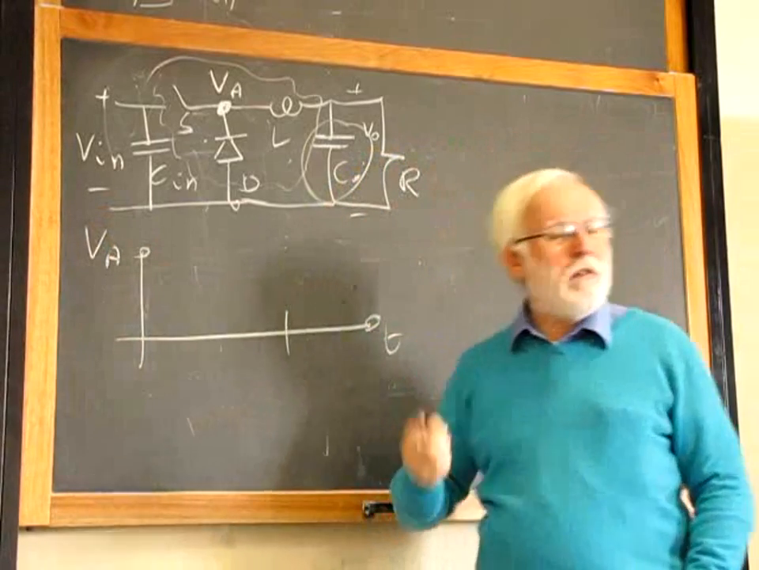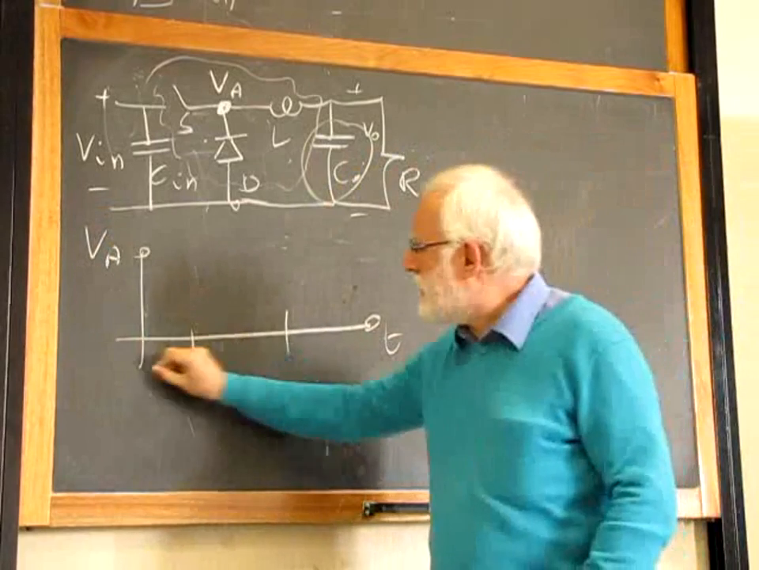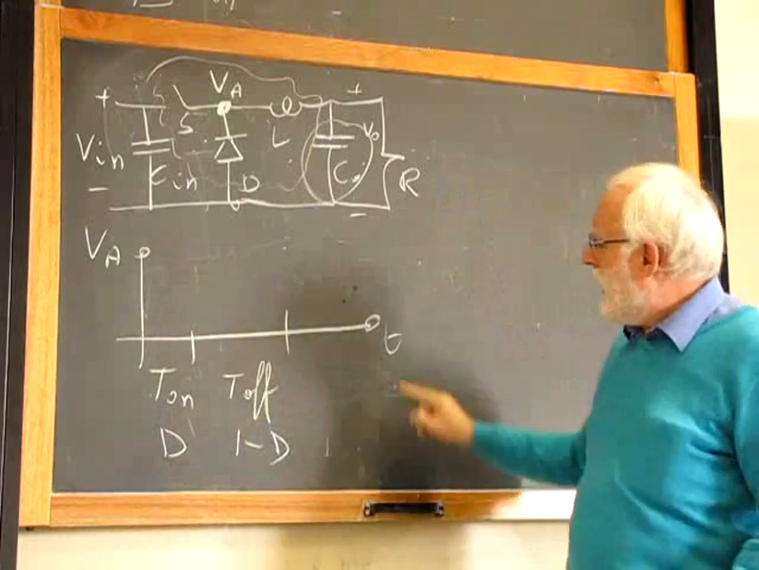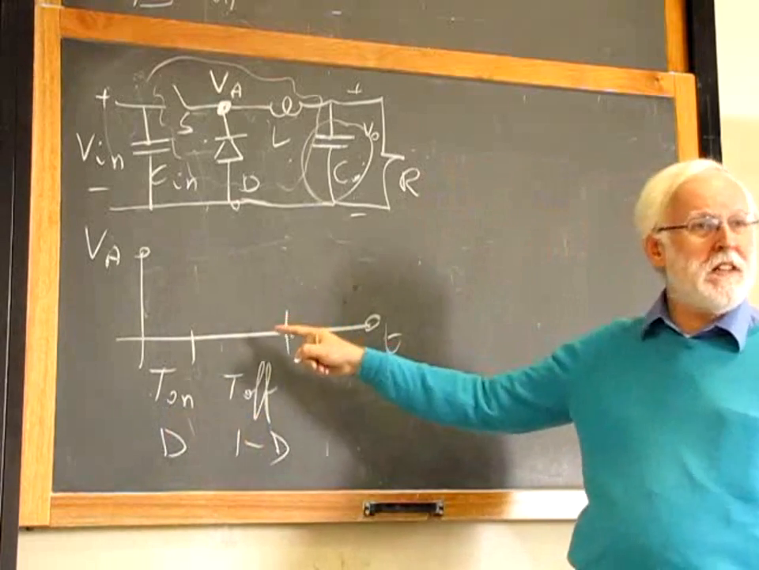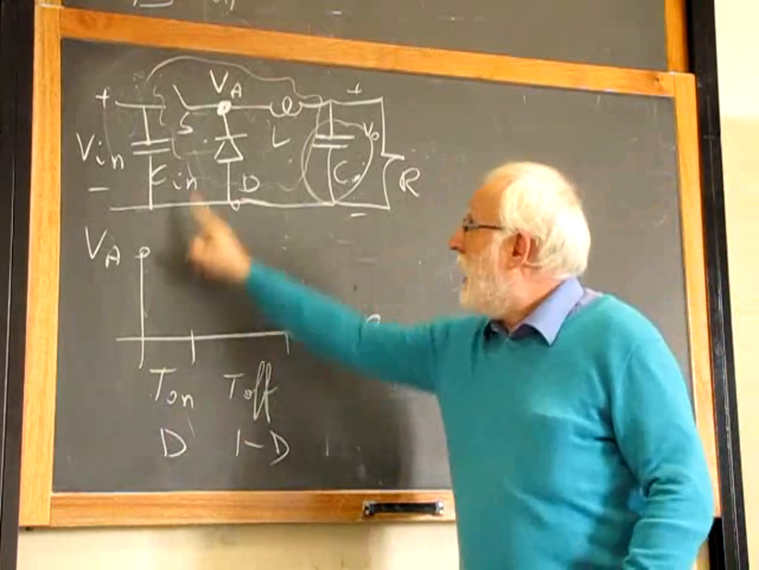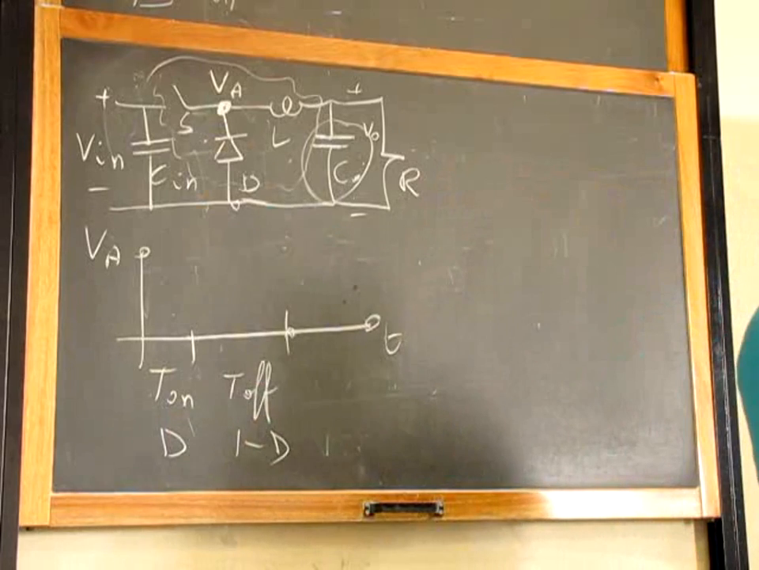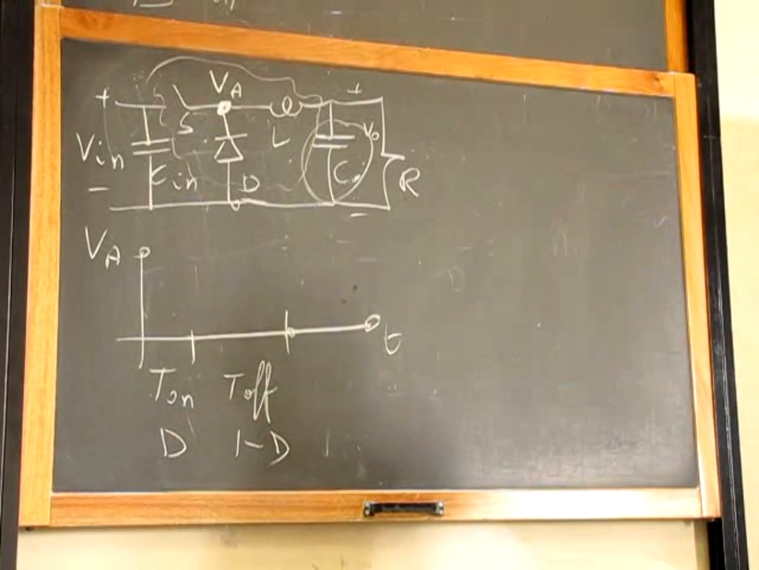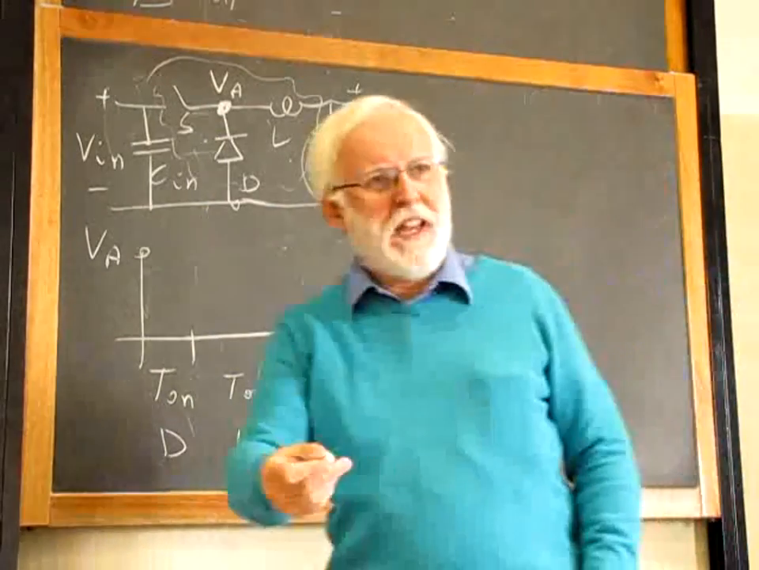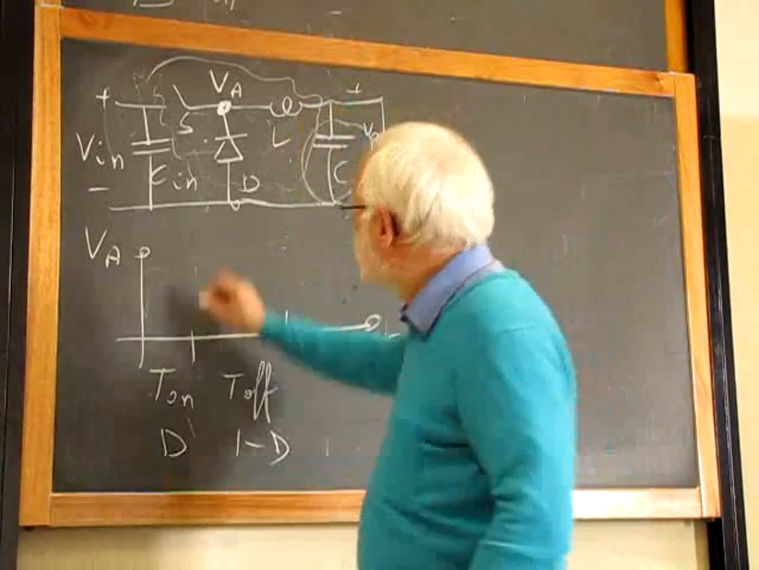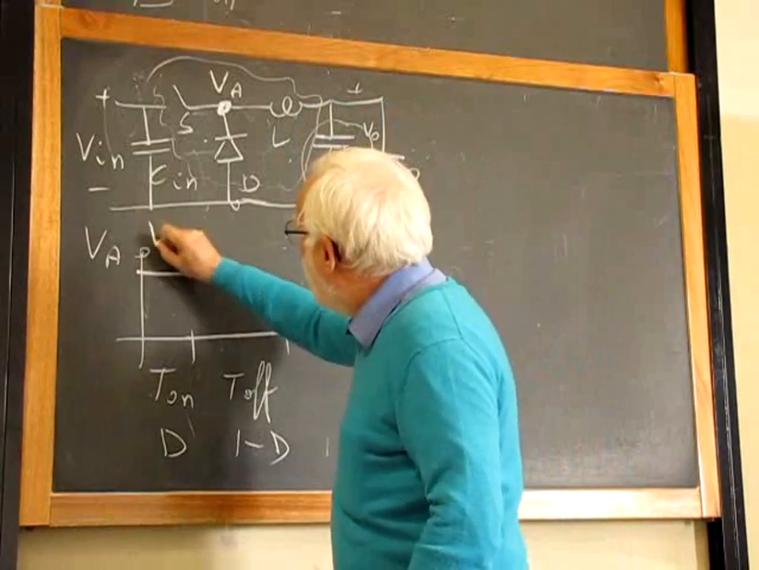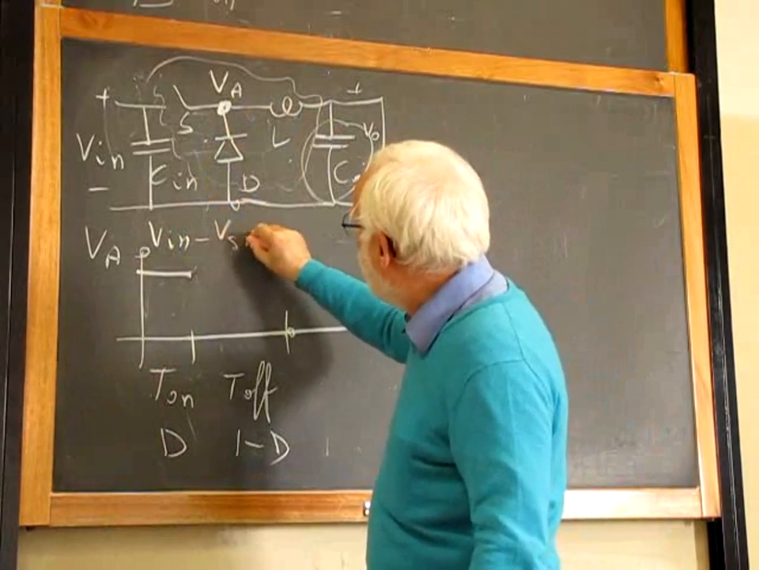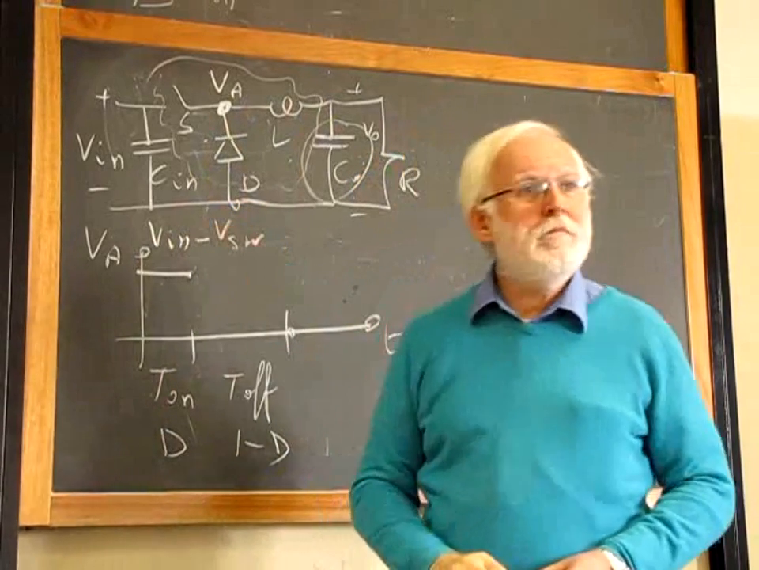Well, let's consider one cycle. We are in the standard steady-state conditions. This is T on, this is T off, or this is D, this is 1 minus D. How much is VA during T on? V in. Now T on is when the switch is closed. If you want to be very precise, it's V in minus the switch drop. Let's call it V in. If you want to be precise, you can put V in minus the drop. But okay.